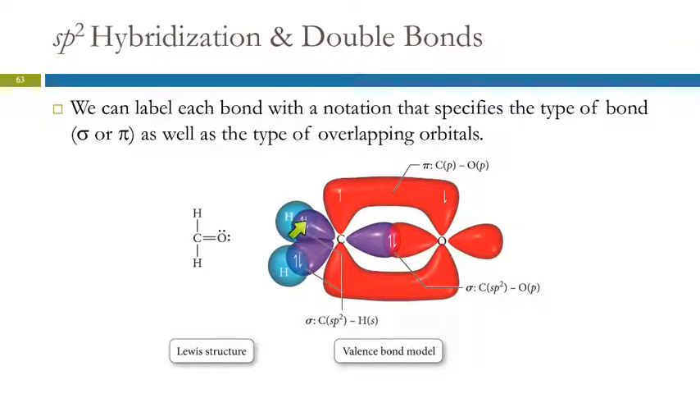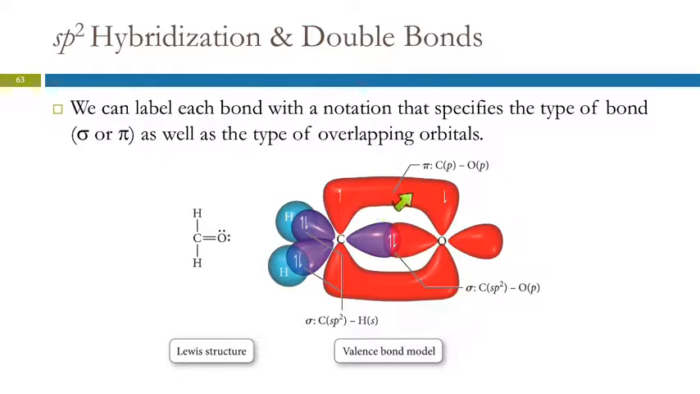So that describes this bond. It also describes this bond. They have the same description. This bond in the middle is a sigma bond, end-to-end overlap, between carbon and oxygen. On the carbon, we have an sp2 hybridized orbital, and on the oxygen, we have just a regular p orbital.